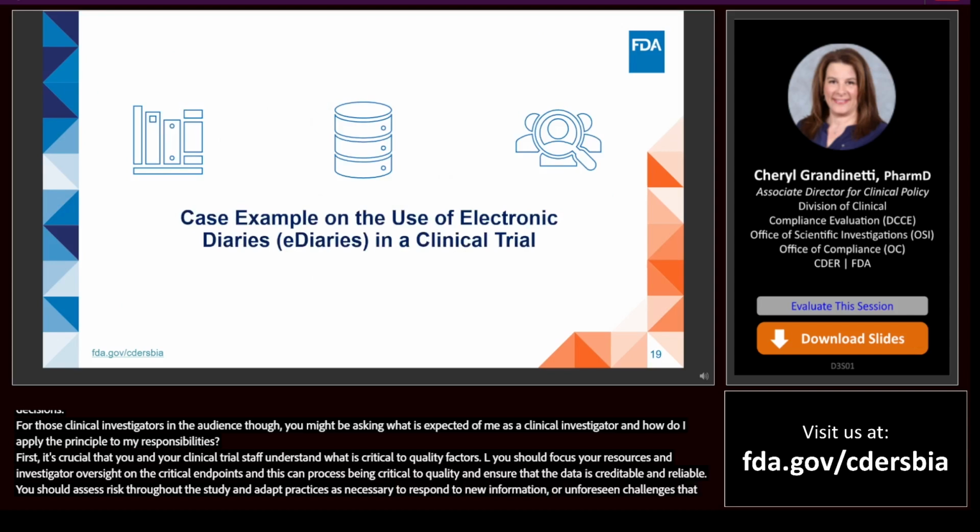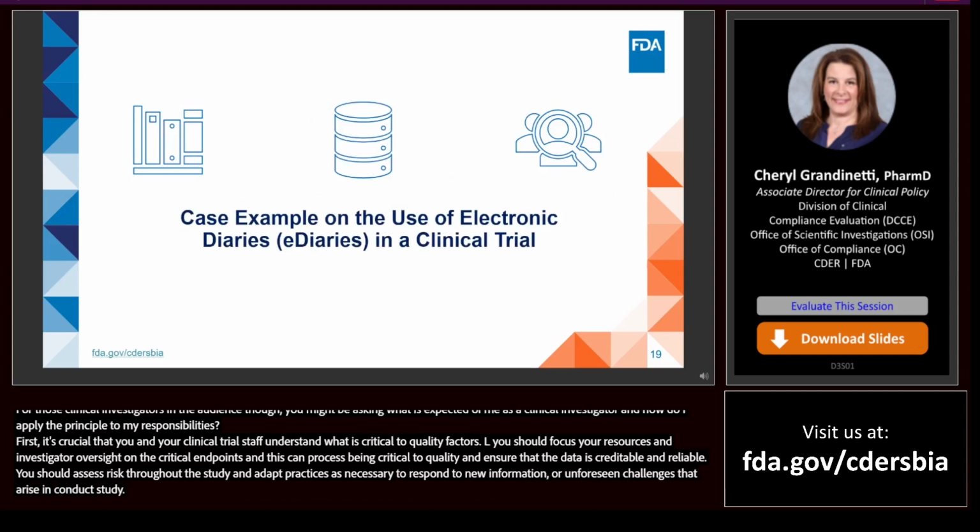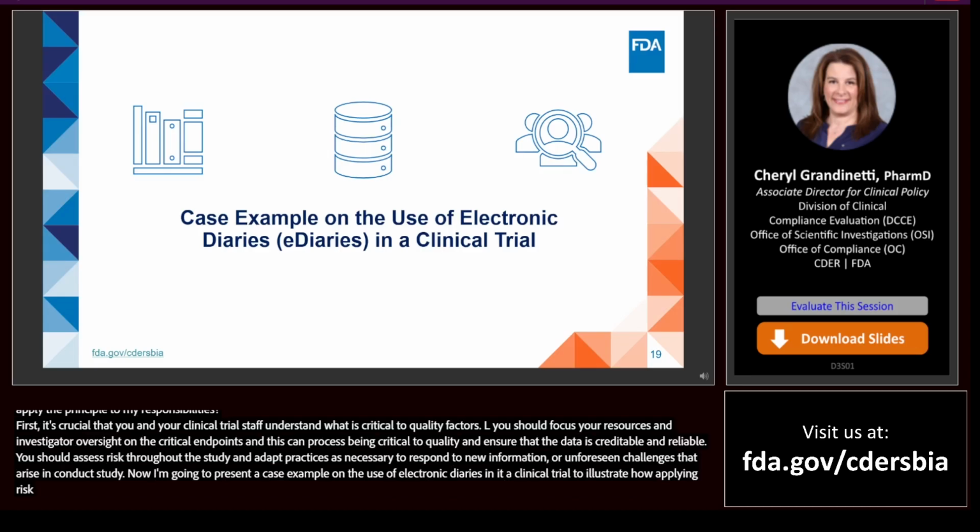So now I'm going to present a case example on the use of electronic diaries in a clinical trial to illustrate how applying risk proportionality to the study design and conduct can help to focus resources on what's critical to quality and to improve data quality. So this is a hypothetical case, but unfortunately many parts of this case have been taken from actual cases.